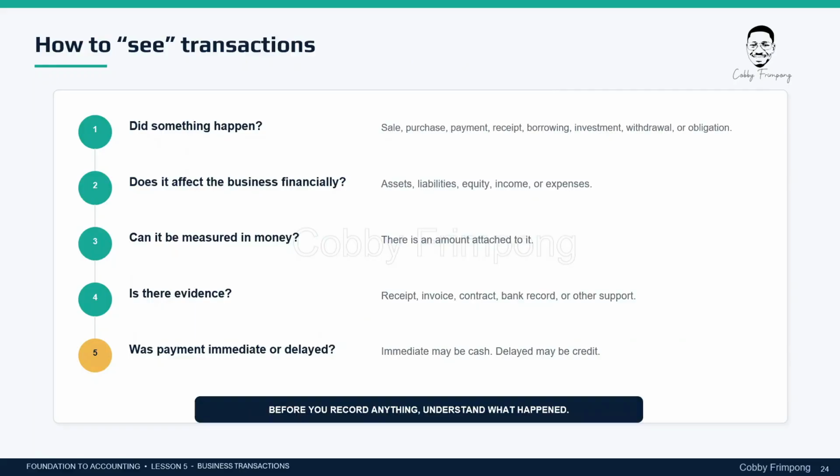How to see transactions. The goal of this lesson is to help you develop the ability to see transactions. Whenever you read or observe a business event, ask, did something happen? Does it affect the business financially? Can it be measured in money? Is there evidence? And was payment immediate or delayed? These questions will help you identify transactions clearly. Before you record anything, understand what happened.